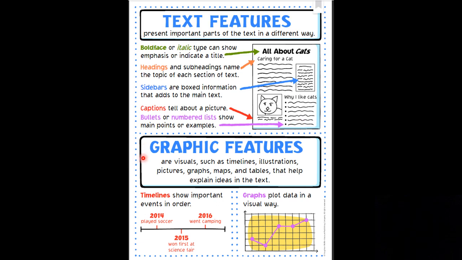Graphic features. Graphic features are visuals such as timelines, illustrations, pictures, graphs, maps, and tables that help explain ideas in the text. In the following slides, I will show you some examples of informational text features in the selection that we will read today.